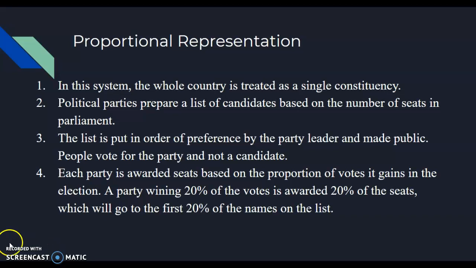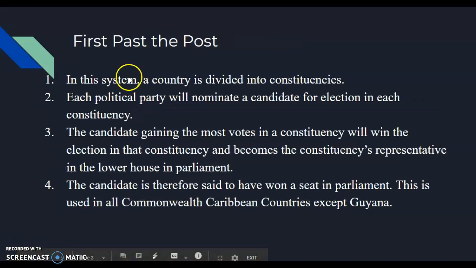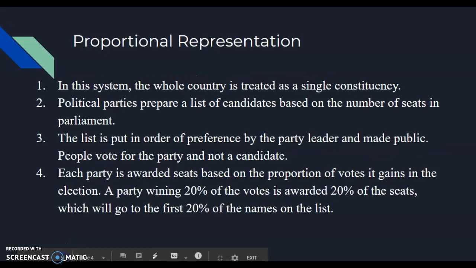Unlike the first past the post, no matter how much a person wins by, they only get one seat. Now, what is the difference between these two systems? Let's go back. So, one difference. In the first past the post, the country is divided into constituencies. In the proportional representation, the country is not divided.